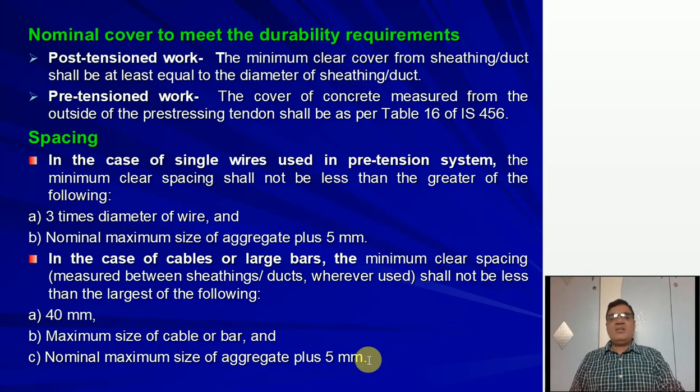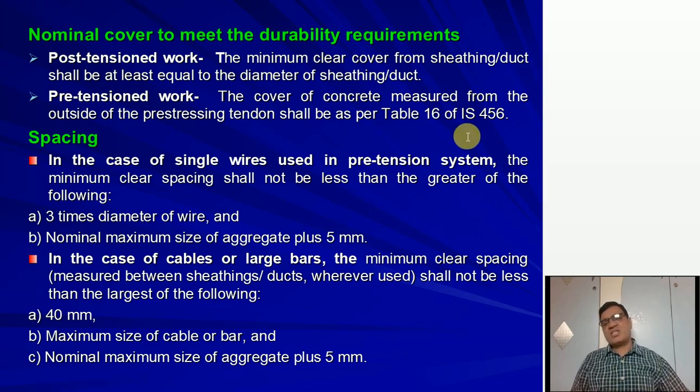Now, the requirement of nominal cover to meet durability requirements. Again, it is divided into two parts: post-tension work and pre-tension work. The minimum clear cover for sheathing or duct shall be at least equal to the diameter of the sheathing or duct. And for pre-tension work, the cover of concrete measured from the outside of the pre-stressing tendon shall be as per table 16 of IS 456.